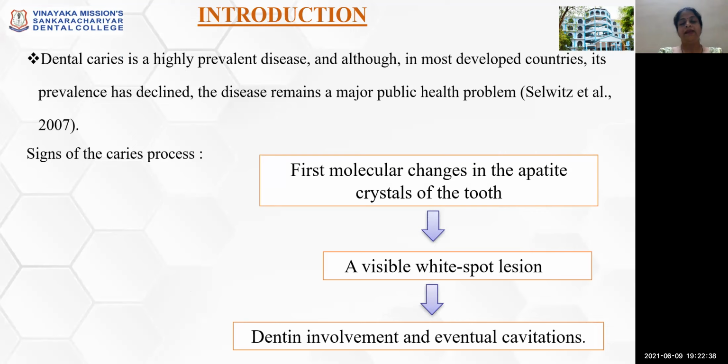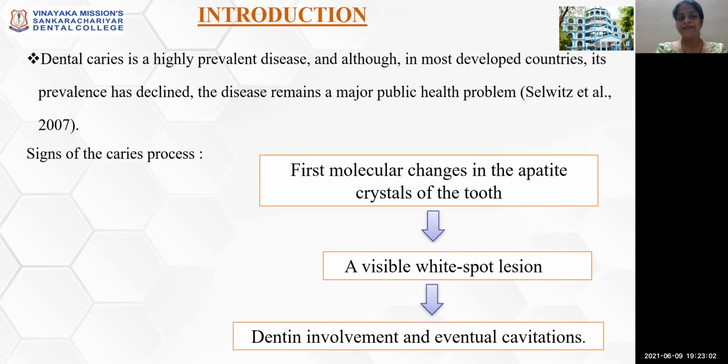Dental caries is a highly prevalent dental disease, and although its prevalence has declined in most of the developed countries, the disease still remains a major public health problem. Dental caries is a continuous process resulting from many repeated cycles of demineralization and remineralization.